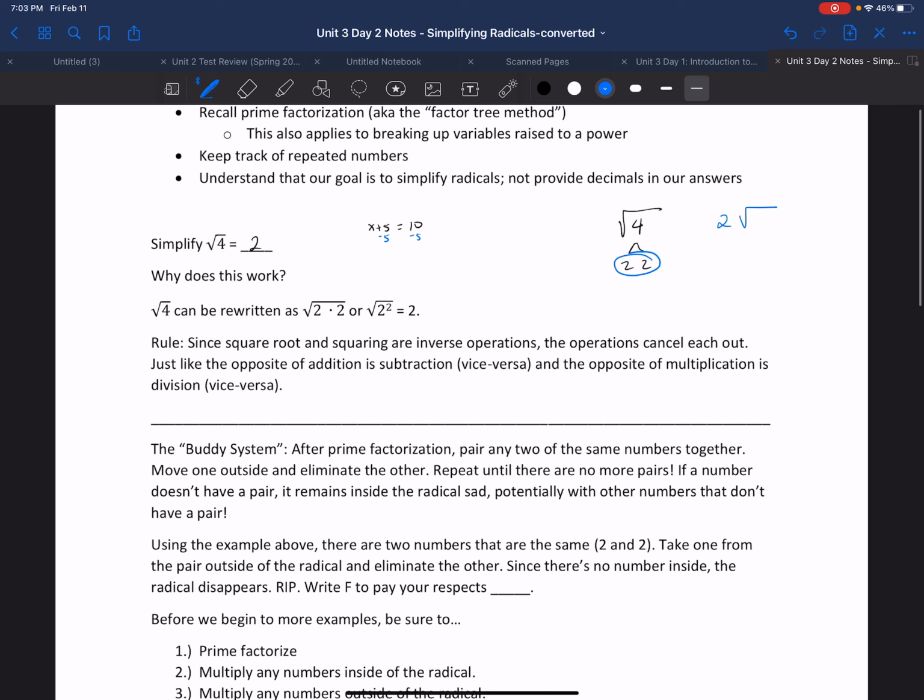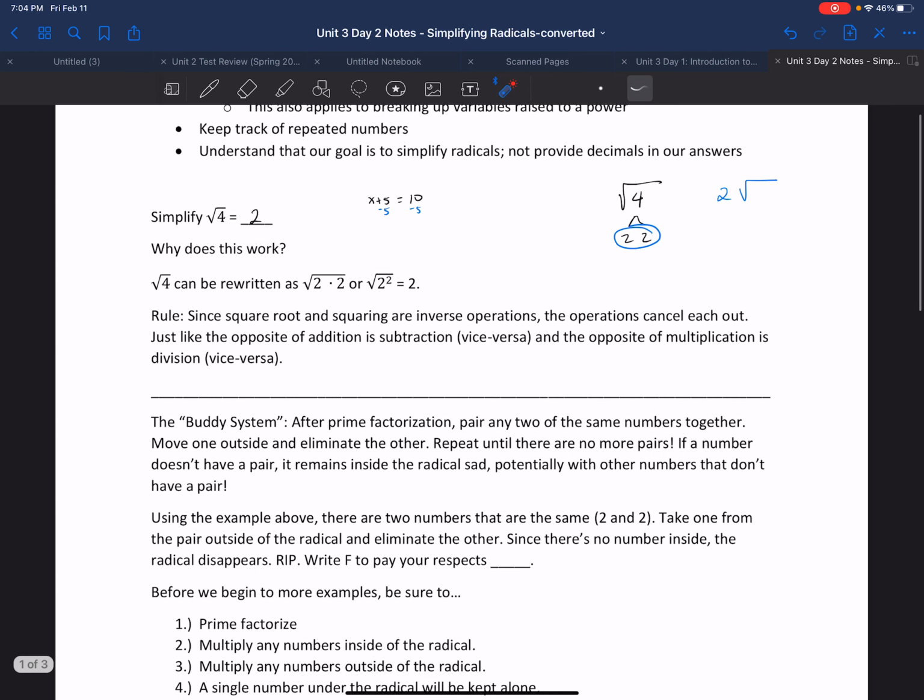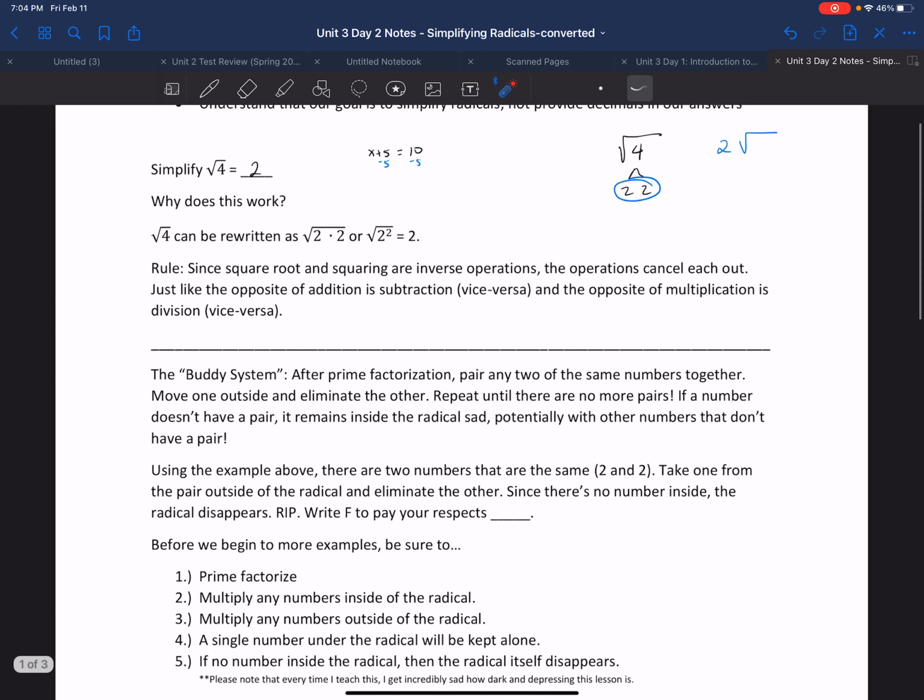All right. Do I have any other pairs here? I don't see anything else. The only thing that I have is this pair of 2s, and one of them goes outside and the other one just gets eliminated. This goes outside, this one gets eliminated. And there's nothing in the radical sign. And since there's nothing in the radical sign, it goes away.